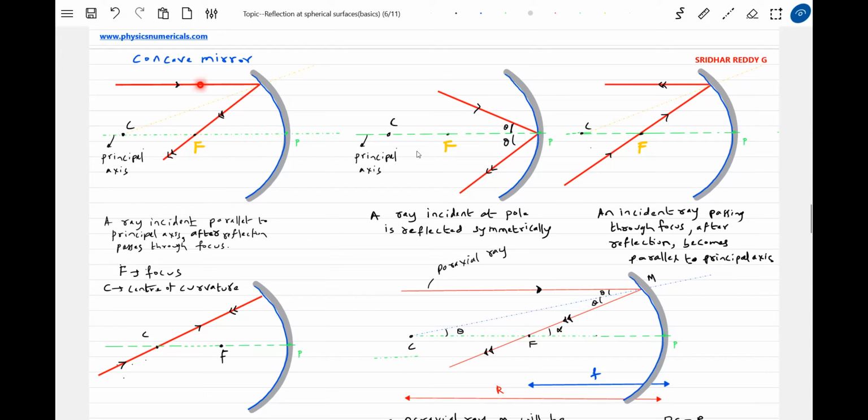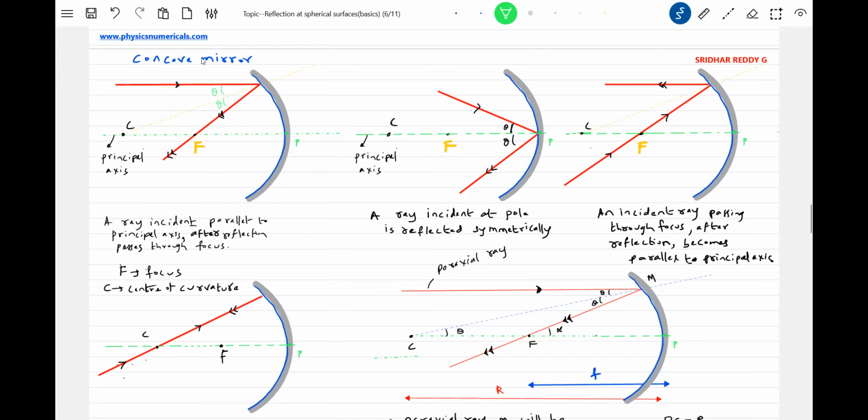If a ray is incident parallel to the principal axis, you see this one. There's a principal axis, this one. These two are parallel. After reflection, the reflected ray will intersect the principal axis at a point called the focus. Now, if a ray is incident at the pole, it will be reflected symmetrically because the angle of incidence equals the angle of reflection. See here also, don't think that the laws of reflection will not hold good everywhere.